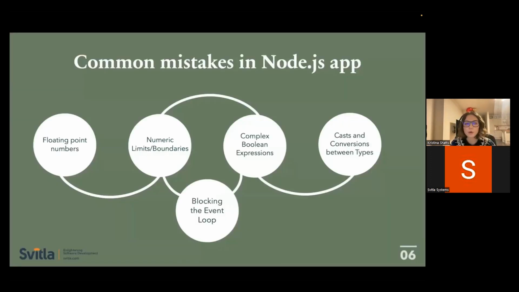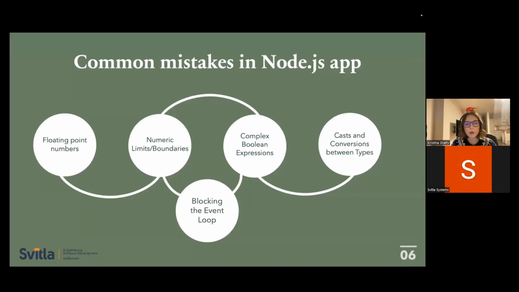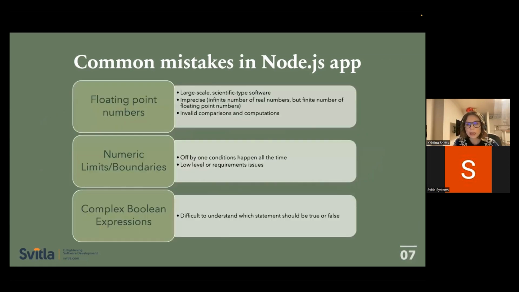Here I want to talk about common mistakes in Node.js applications. The most common mistakes are floating point numbers, numeric limits and boundaries, complex Boolean expressions, casts and conversion between types, and blocking the event loop. So let's dive into those topics and talk more specifically about every part.